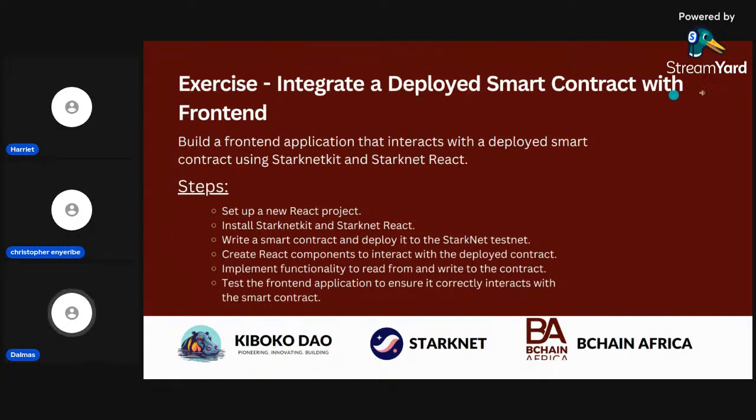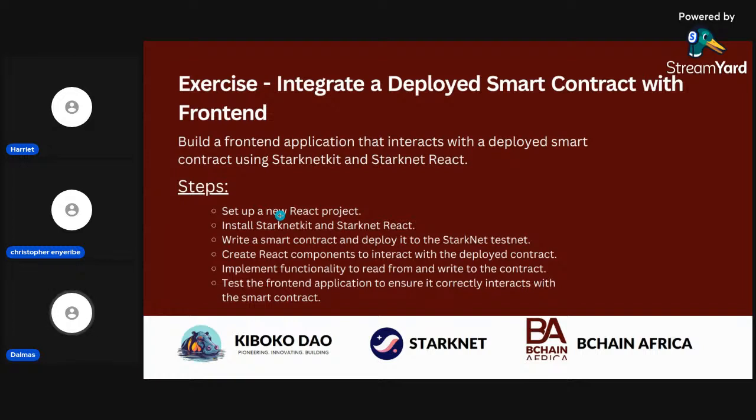So here is your exercise. Integrate a deployed contract with a front end. Set up a new React project, install Starknet Kit and Starknet React, write a smart contract and deploy it to the Starknet testnet, create a React component to interact with the deployed contract, implement functionality to read and write to the contract, and test the front-end application to ensure it correctly interacts with the smart contract.